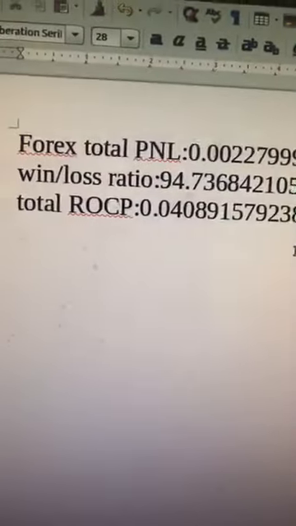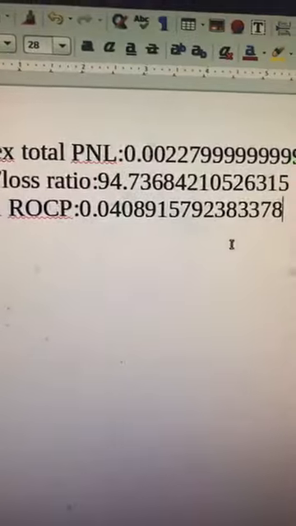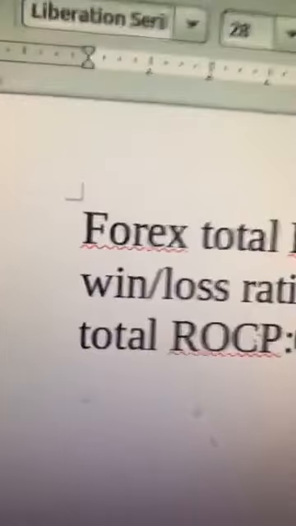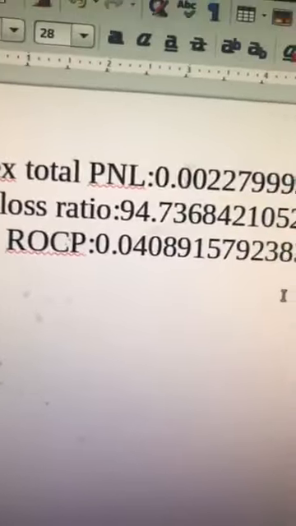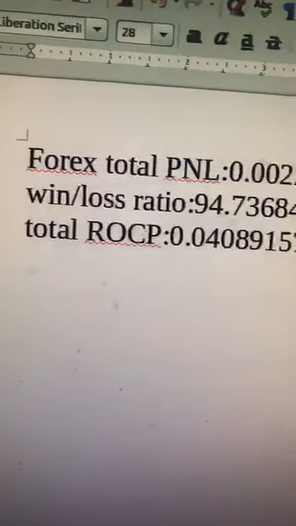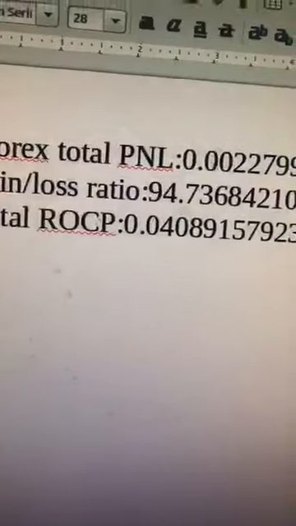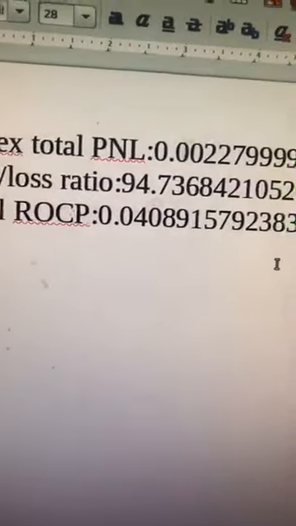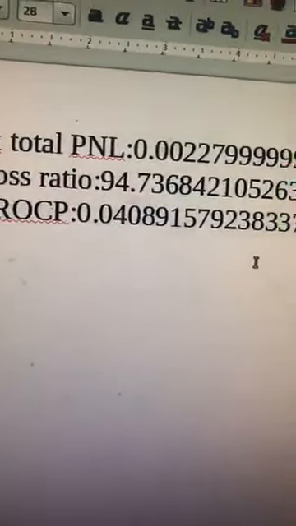So, what we're going to show you here is right off of the Linux system. That right there is a forex total. I don't worry about that, but what I do care about is this win-loss ratio. That's 94.74%, with a total rate of change over a 24-hour period of 4%. So that's pretty cool.